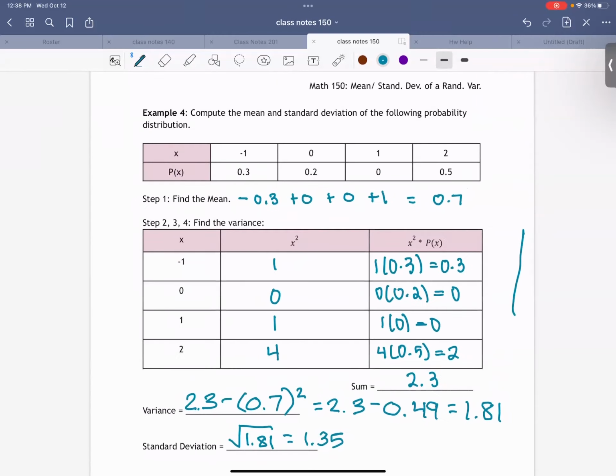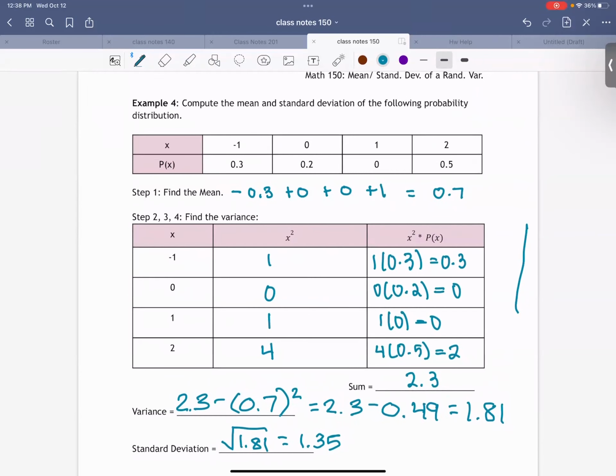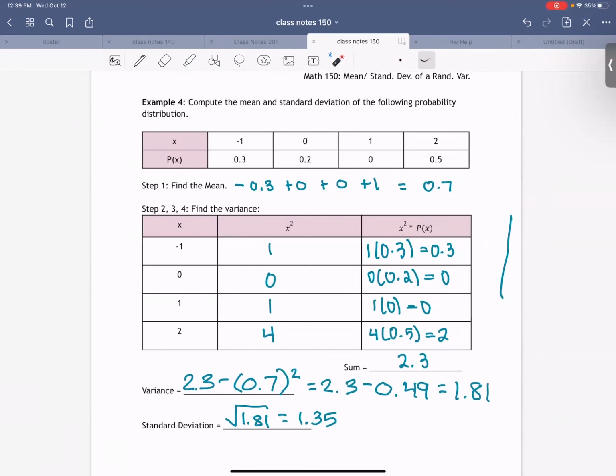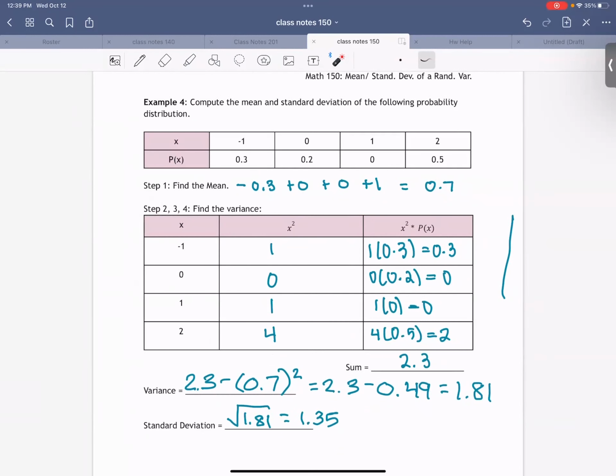Here we have our probability distribution. Looks pretty good to me. First of all, we have to find the mean, right? That's kind of like our first step. Who asked to write this one? McKenna, do you want to go through how you got the mean? Perfect. And we got 0.7. Very good. Don't think we have any questions on the mean part.